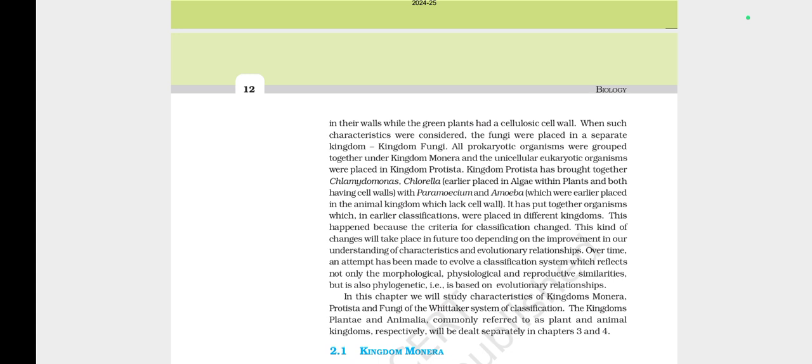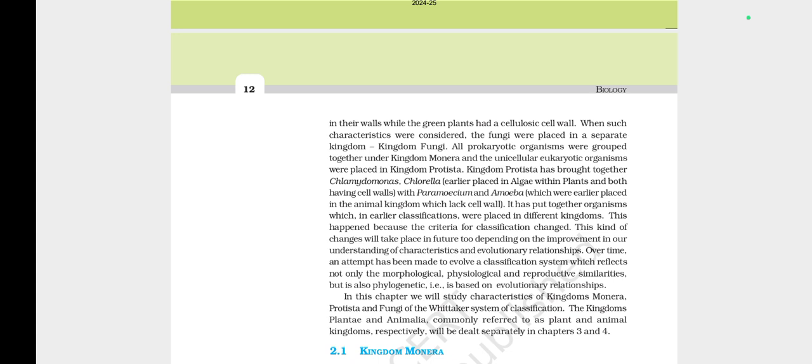All prokaryotic organisms were grouped under kingdom Monera. Unicellular eukaryotes were placed in the kingdom Protista. Kingdom Protista brought together Chlamydomonas and Chlorella, earlier placed in algae within plants, both having cell walls, with Paramecium and Amoeba, which were earlier placed in the animal kingdom with a lack of cell wall. It put together organisms which in earlier classifications were placed in different kingdoms. This happened because its criteria for classification changed.